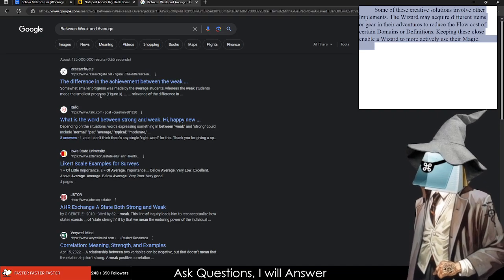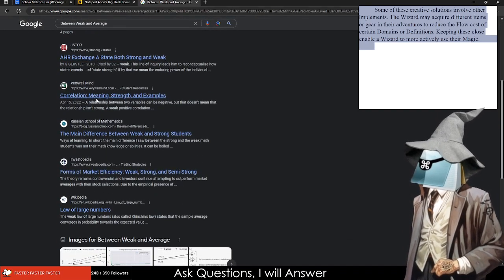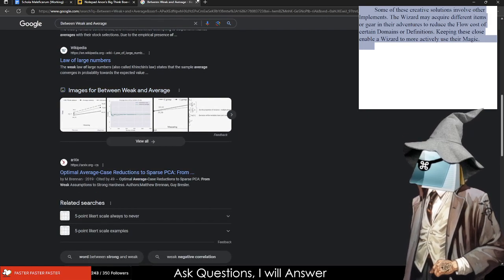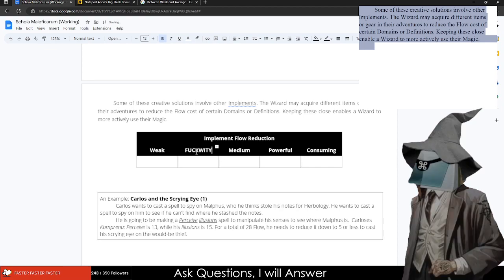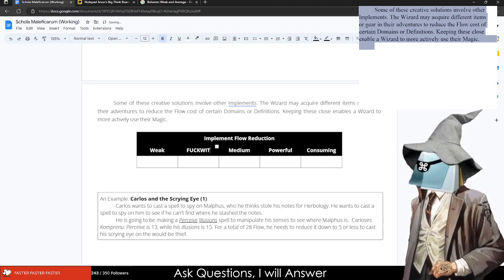Between weak and average. What's the word? What am I actually looking for? I don't know what I'm trying to word. I don't know what I'm trying to say here. I know what I want here. Fuckwit, like fuckwit. And it's like I don't know what I want, and it's kind of annoying.